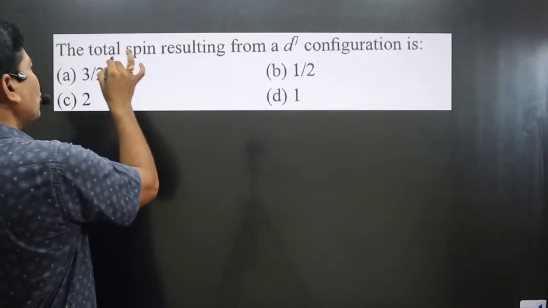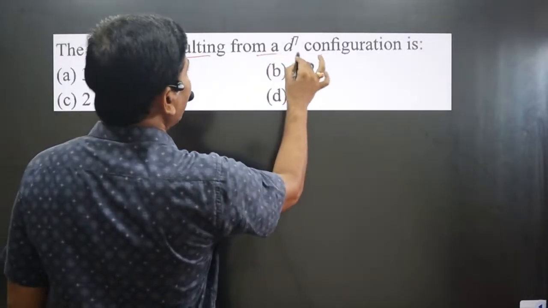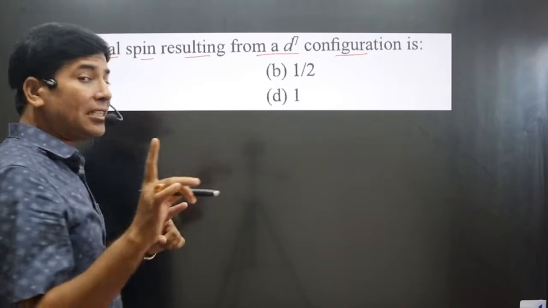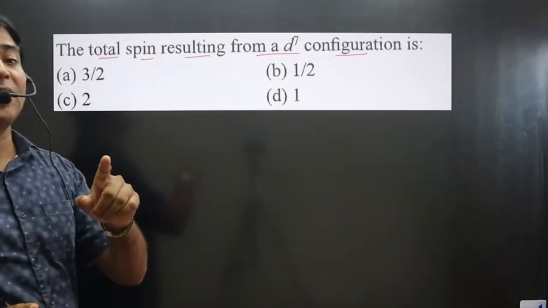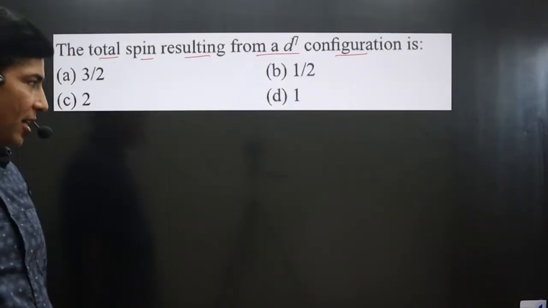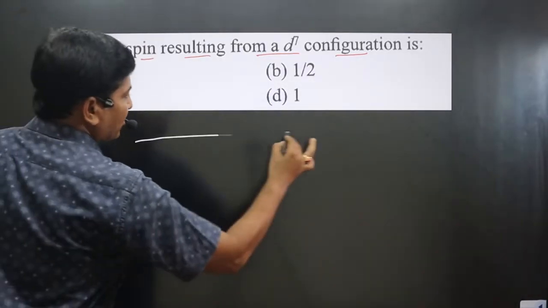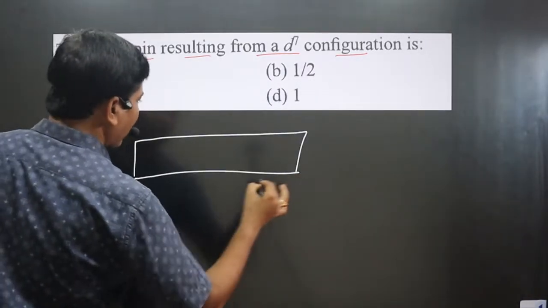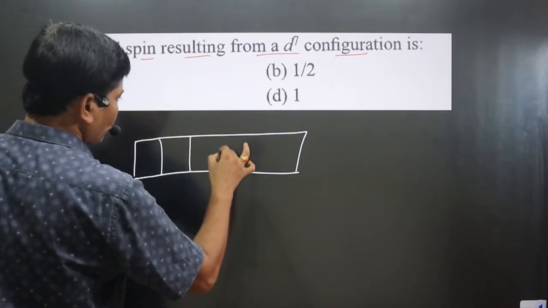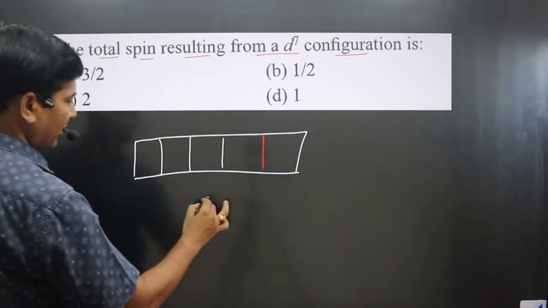The question says: find the total spin resulting from a d7 configuration. In a d7 orbital, how many electrons are there? Total 7 electrons are there. We can draw the orbital notation. In the d subshell, how many orbitals are there? 5 orbitals are there: 1, 2, 3, 4, and 5. Okay, we have d7.